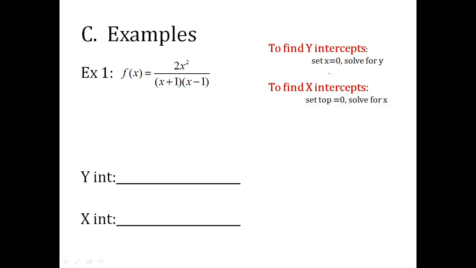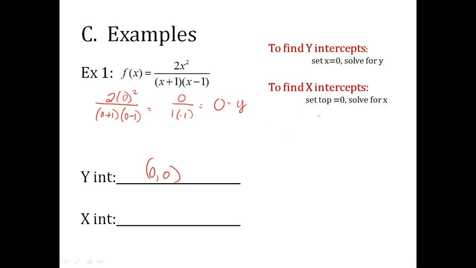Now I do y-intercepts, set every x equal to zero. So 2 times 0 squared over (0 plus 1) times (0 minus 1). Well, that's just 0 over 1 times negative 1, but 0 over anything is 0. So remember, this is my y value. So then my y-intercept is (0, 0).